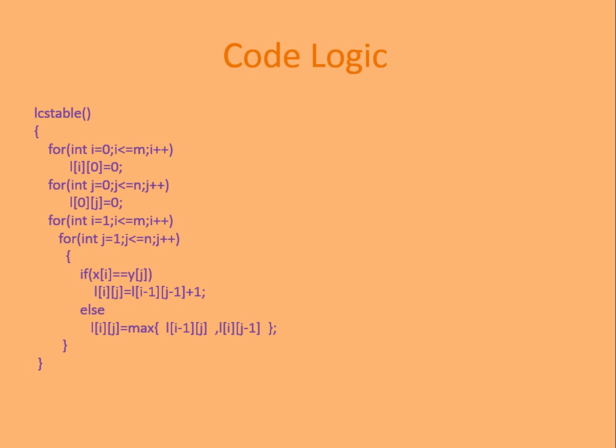Then I'll loop, and what I'll do in it, if x[i] is equal to y[j], then L[i][j] is equal to L[i-1][j-1] plus 1, else L[i][j] is equal to maximum of L[i-1][j] or L[i][j-1].